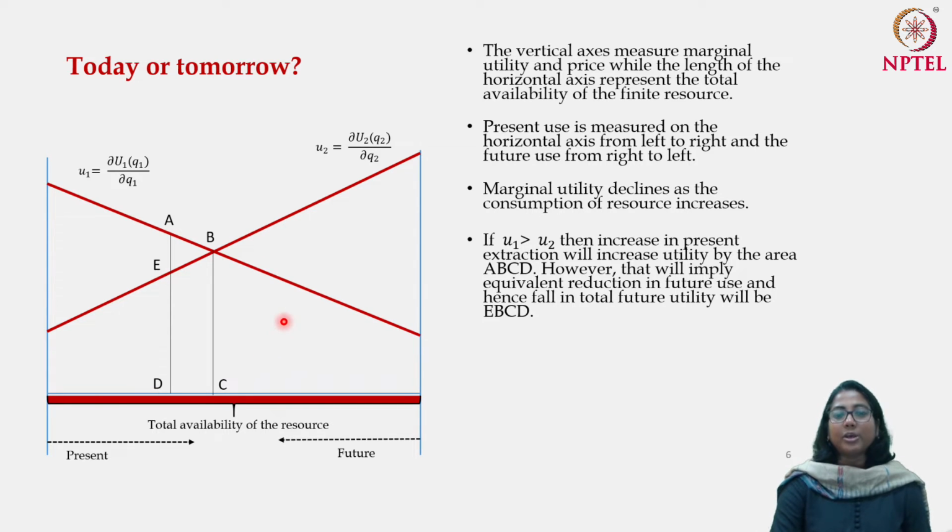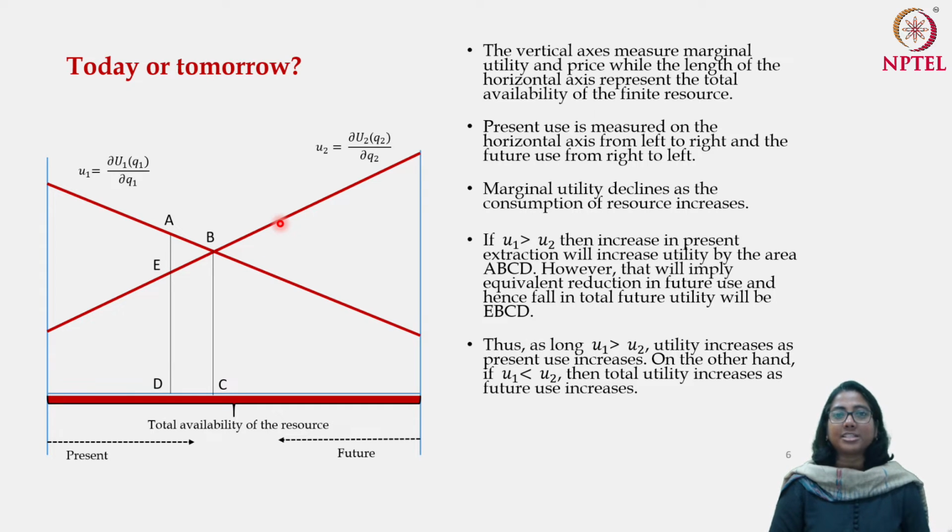In a similar way, you can see that if today's consumption is such that U1 is less than U2, then it's probably a wise decision to move to point B. So you decrease your present consumption and you increase your future consumption. So whether you are to the left of this point B or to the right of this point B, the tendency should be to come to point B where the marginal utility of Q1 is equal to the marginal utility of Q2. So the marginal utility that you are deriving out of the consumption at the present period is equal to the marginal utility that you are deriving from the future consumption.